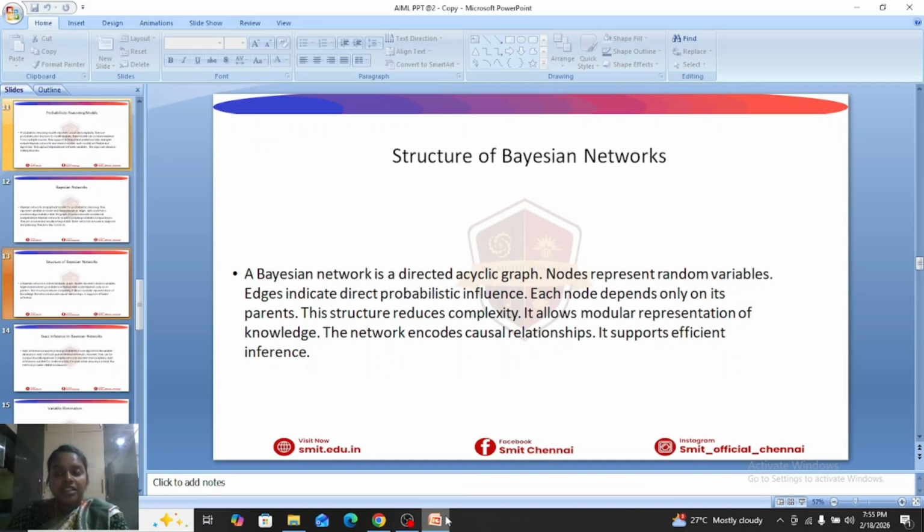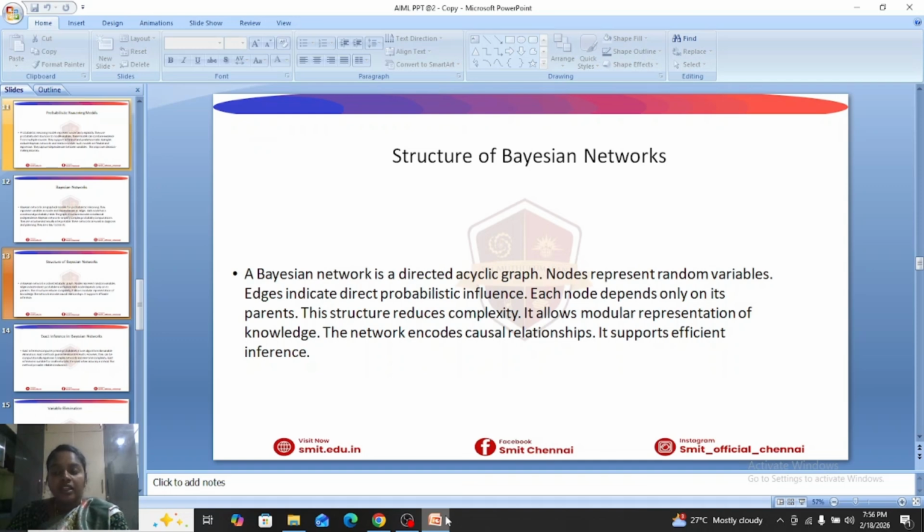Conditional independence: the structure of a Bayesian network encodes conditional independence assumptions. A node is independent of its non-descendants given its parents. It reduces computational complexity. Okay. Common structure patterns are also available: the chain structure, the fork, which is a common cause, and the collider, which is a common effect.